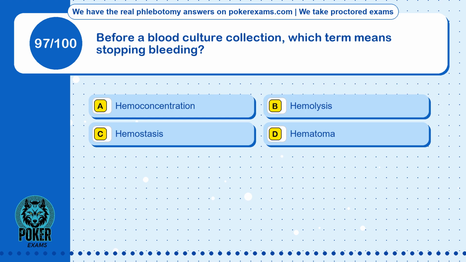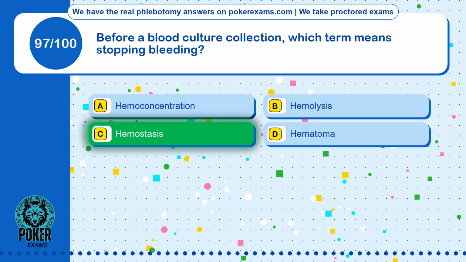Question 97. Before a blood culture collection, which term means stopping bleeding? Option A. Hemoconcentration. Option B. Hemolysis. Option C. Hemostasis. Option D. Hematoma. The correct answer is option C. Hemostasis.